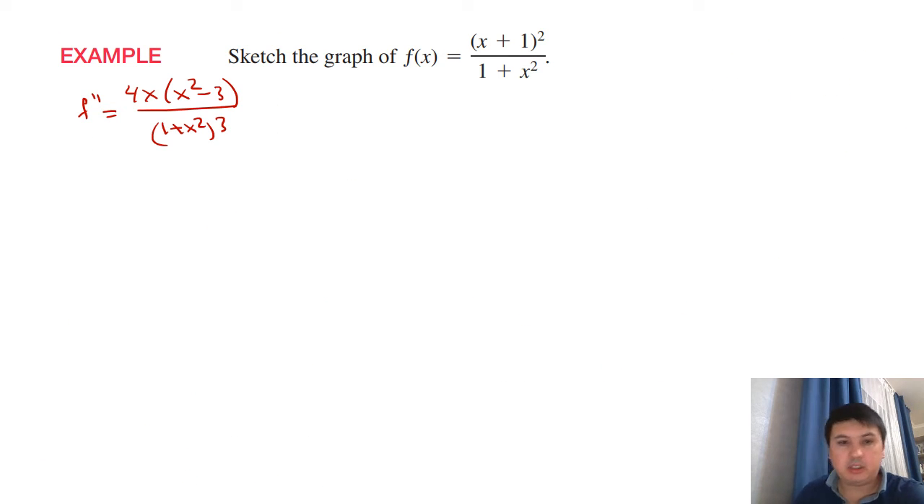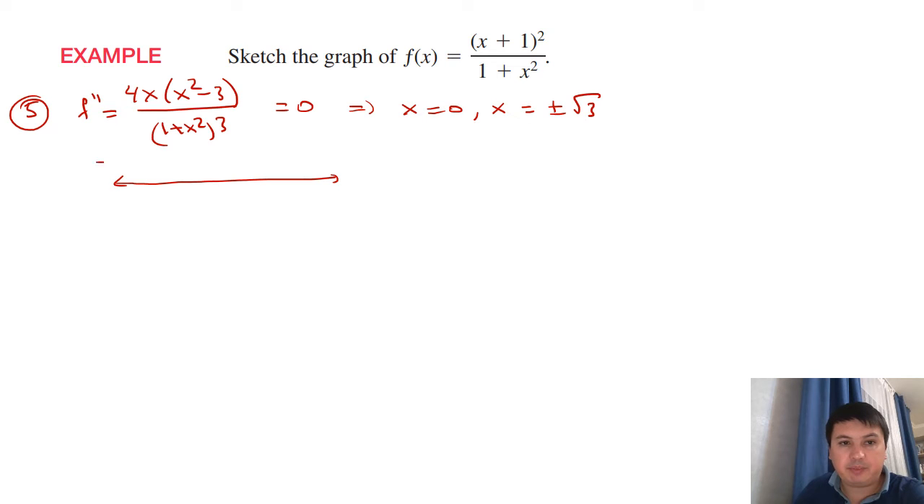Okay, what is the fifth step? Well, the fifth step is to investigate concavity and points of inflection, right? So we set the second derivative equal to 0, which gives us x equal to 0 and x equal to plus or minus radical 3, right? These are the candidates for inflection points.